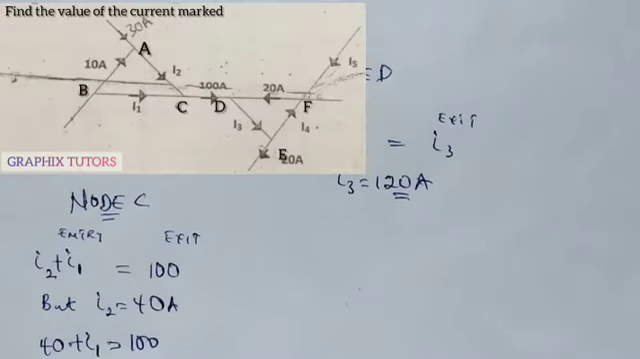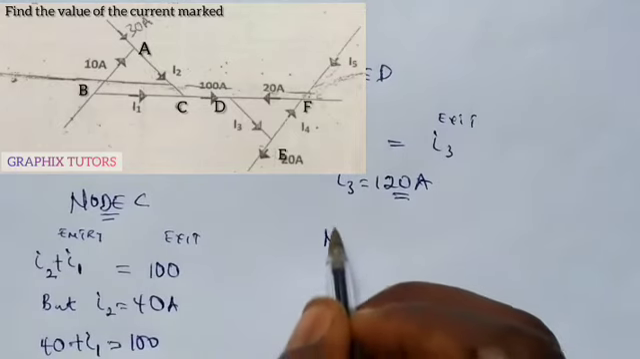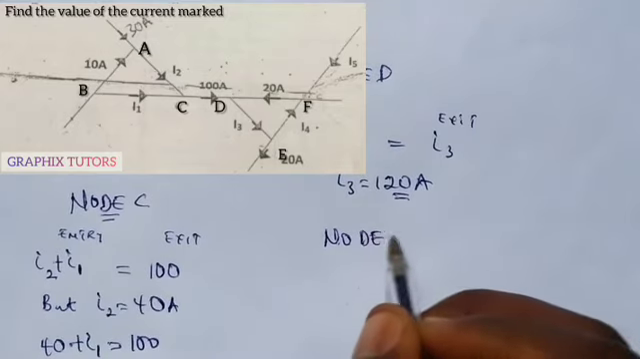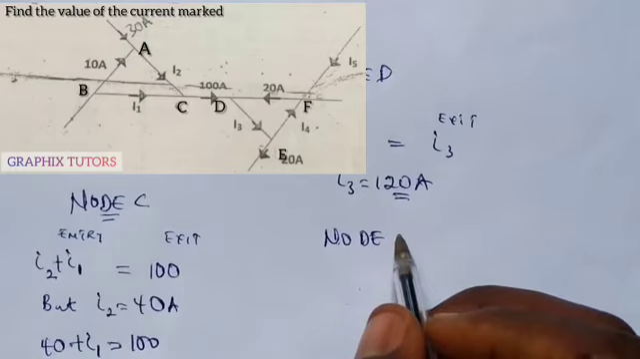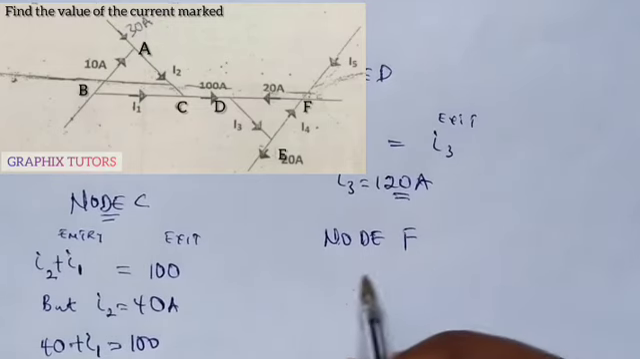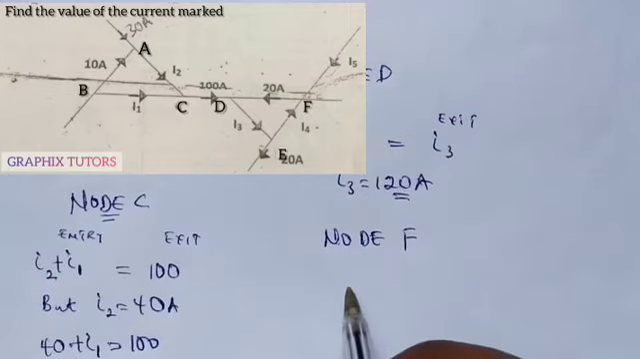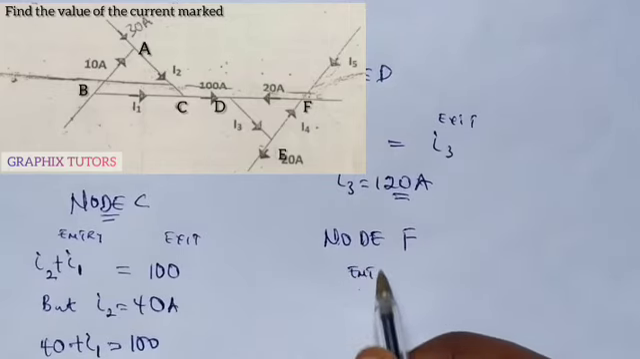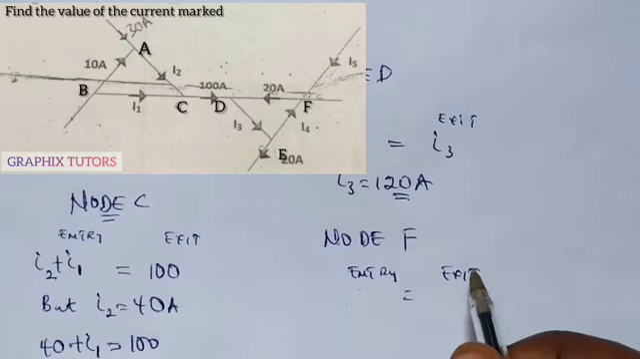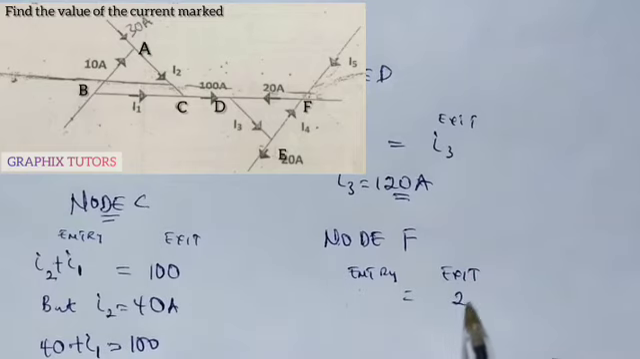Now we want to calculate for I4. Look at that joint F here. You discover that there is a node F at the last point on that straight line. This is A, B, C, D, E, F. At F, we discover that 20 is pointing away. So I have my entry. You don't have to write entry. I'm just using this to show you what to do. I'll have exit. So 20 is pointing away from F, so it's leaving. So 20 will be here.